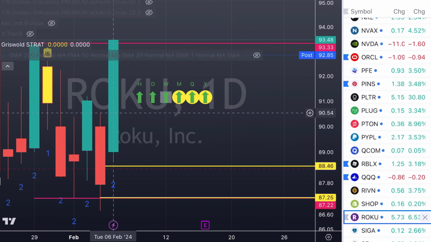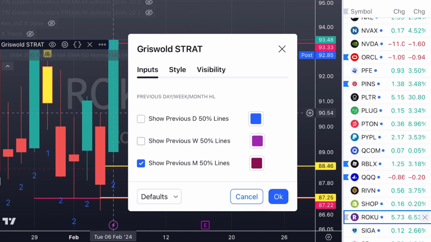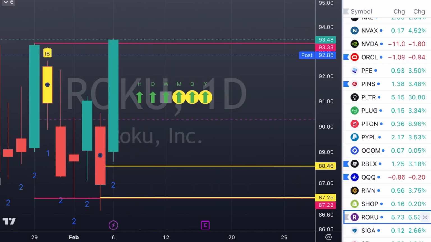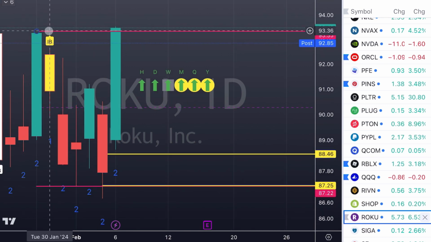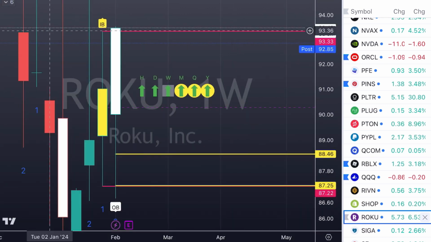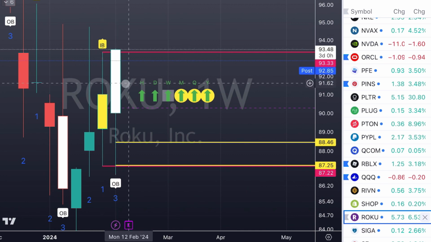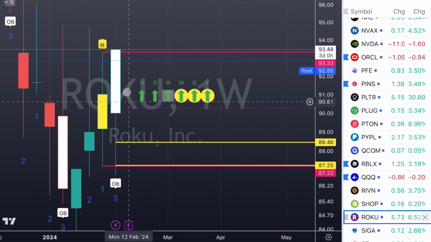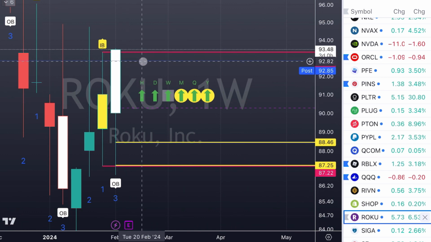So if I go into here and I mark out my weekly 50% marker, that's part of my indicator, look, and I go to the week, okay, there's my 50% marker. Earlier today, on February 6th, I said we broke through that. We are very, very likely to go outside bar on the week.